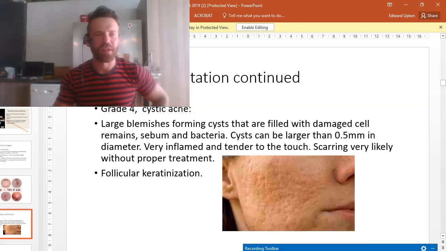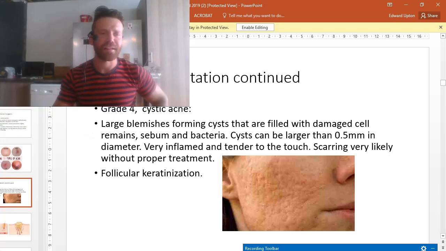And just for interest, I can put that out for you guys. And also you can see cysts can be larger than 0.5 meters in diameter, so quite large. And I think you understand the idea. If we go up in grades, we're probably going up in acne severity.